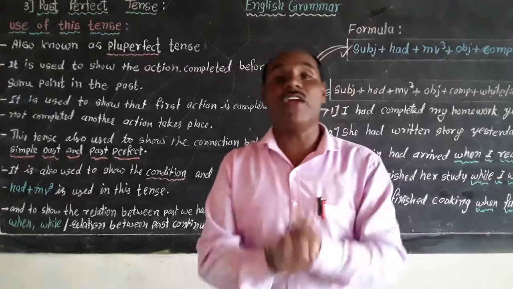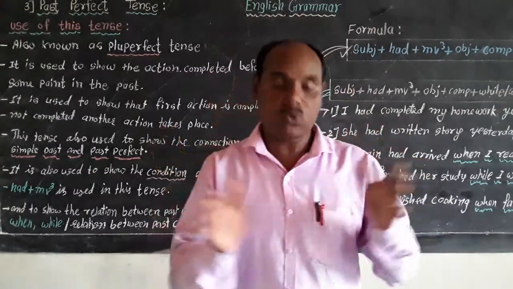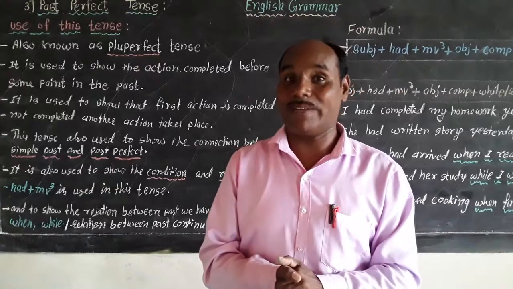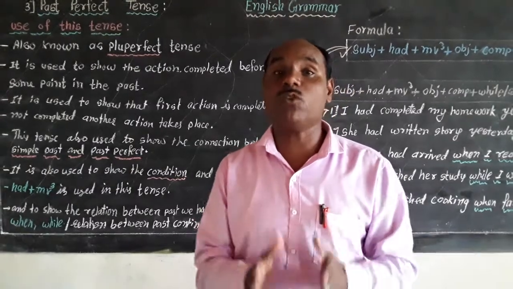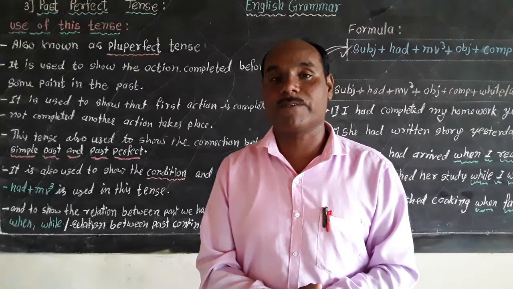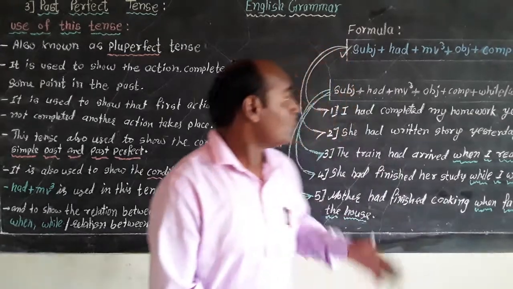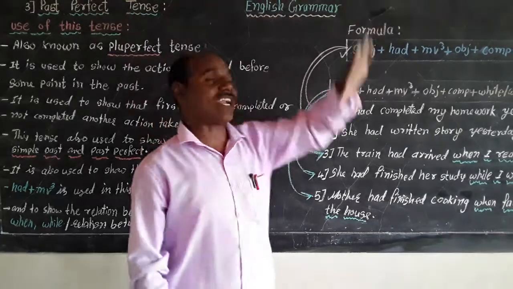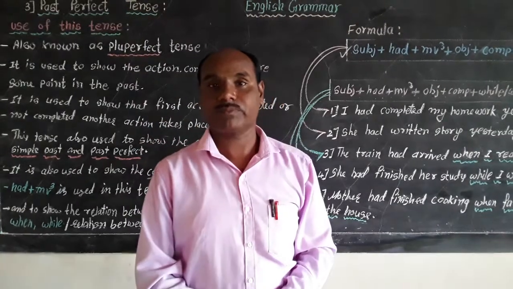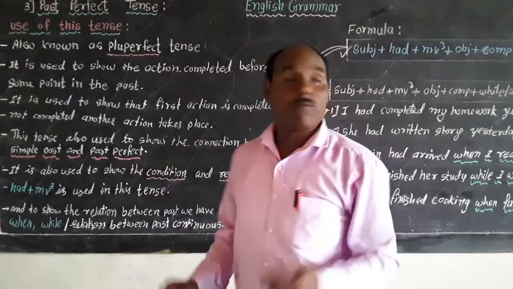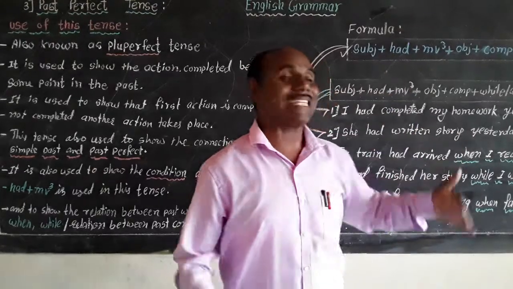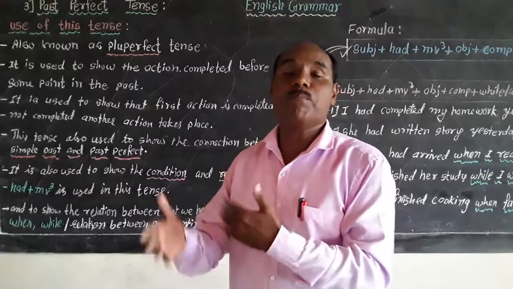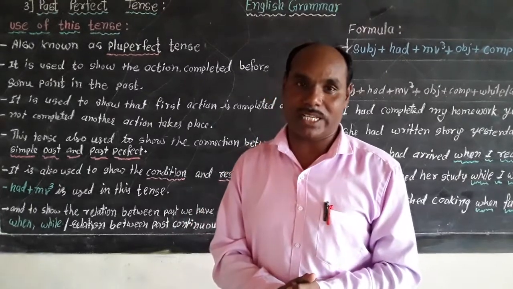Then the last one is the negative question statement. In each and every video I have shown you the use of negative question statements, or for what purpose negative question statements are used. So I hope you might have understood the use of past perfect tense and also the formulas of past perfect tense and the relationship between past perfect and simple past and also past continuous tense.